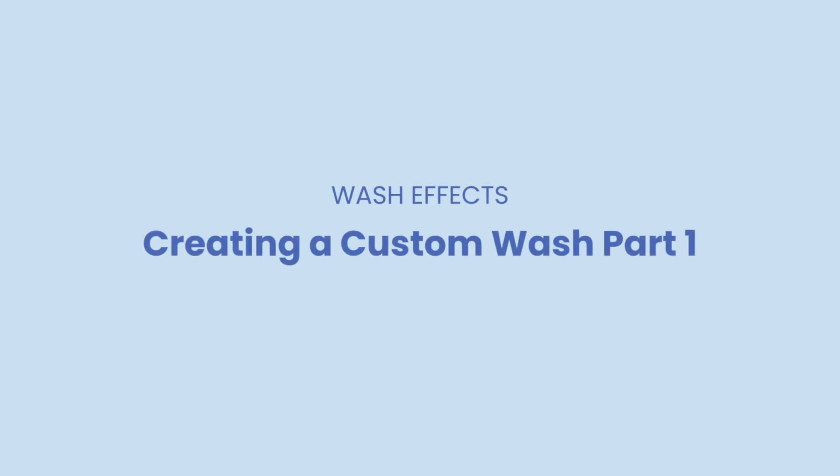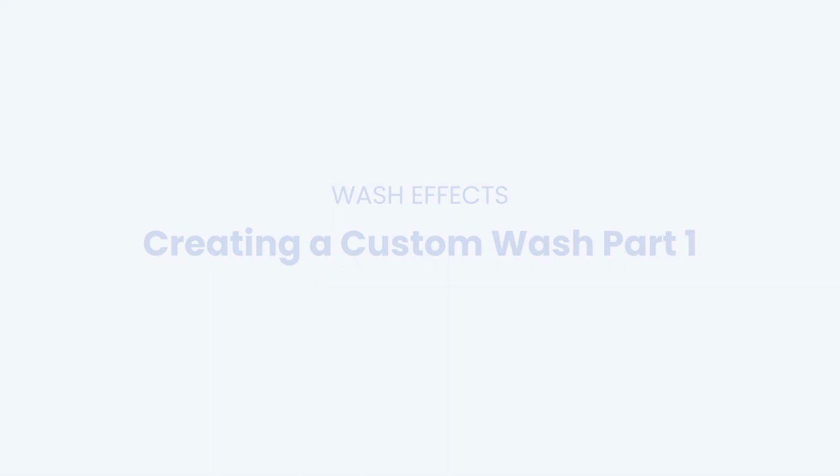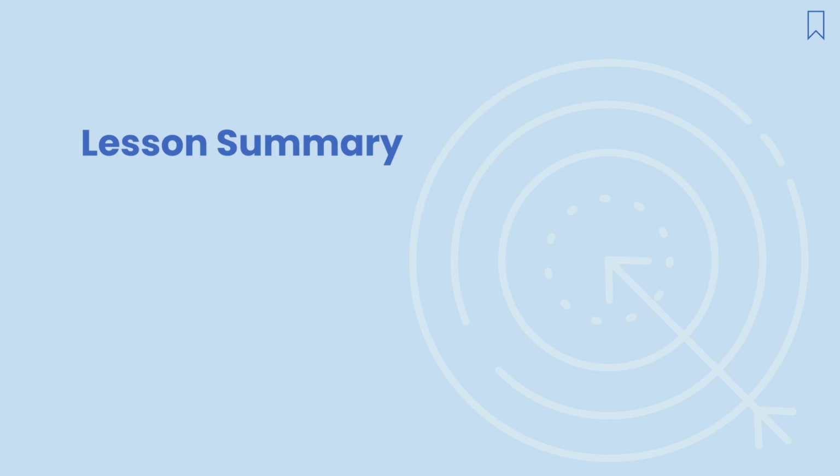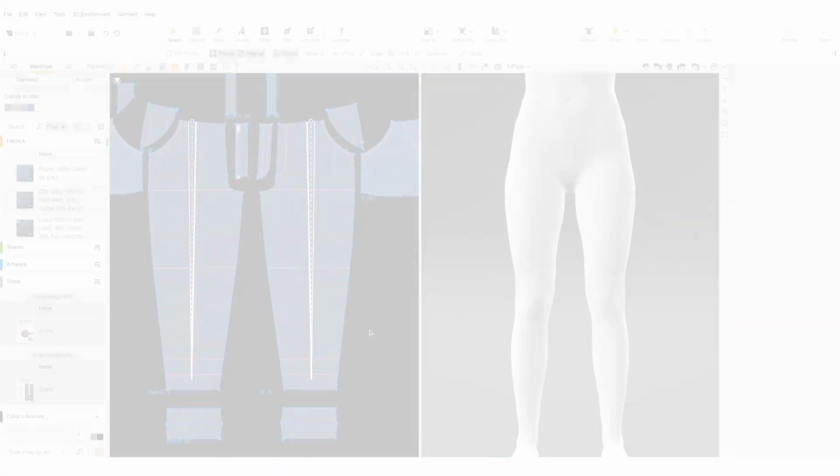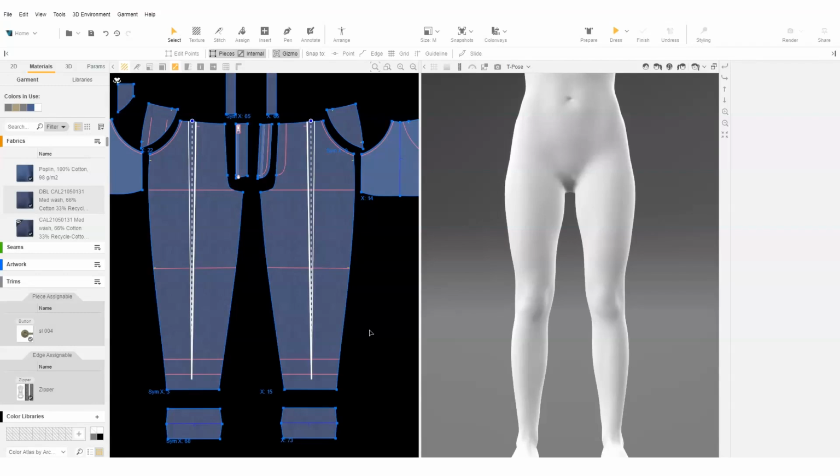In this video, we will begin to create a custom wash in Photoshop. The following will be covered in this video: print to file, additional Photoshop tools for wash effects, another method for creating whiskers. We will continue working with the denim jeans. Let's load the most recent snapshot.